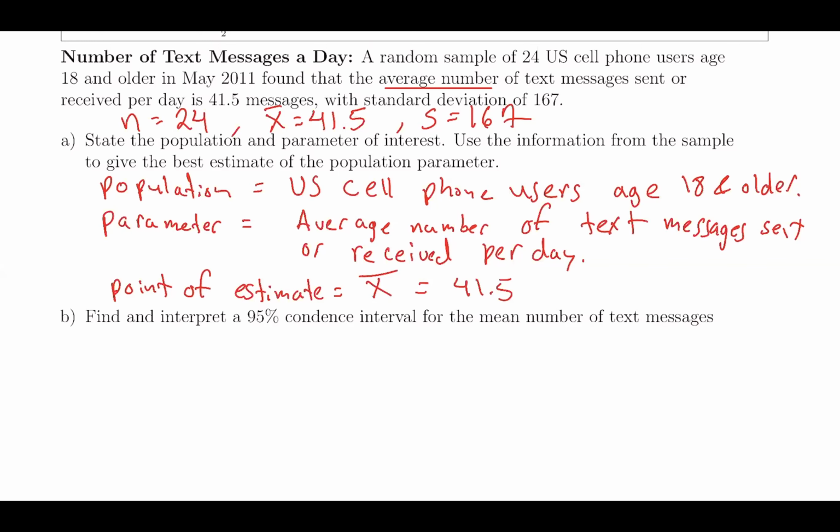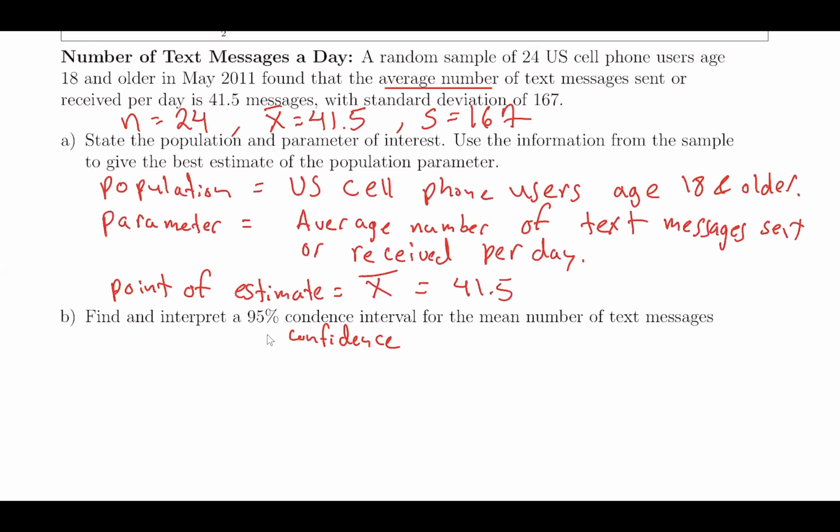All right, so let's do part B. For part B, it says find and interpret a 95% confidence interval. It's a little typo, it should say confidence interval, for the mean number of text messages. All right, so let's go ahead and do that.